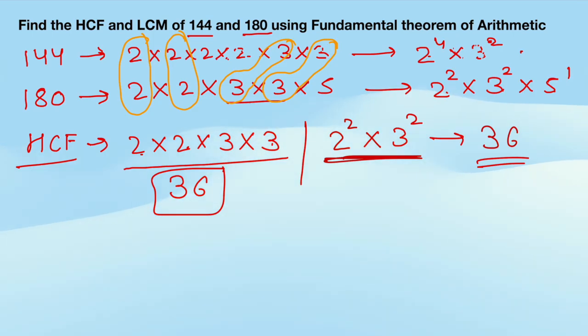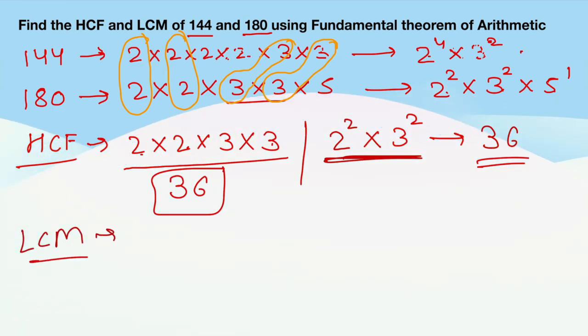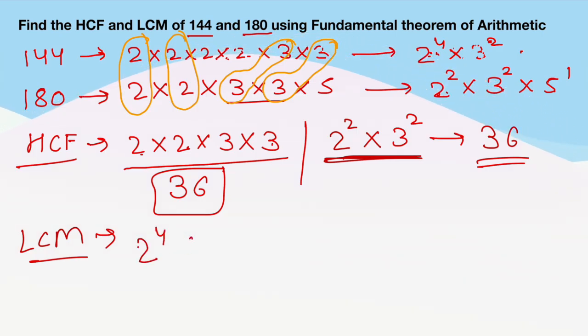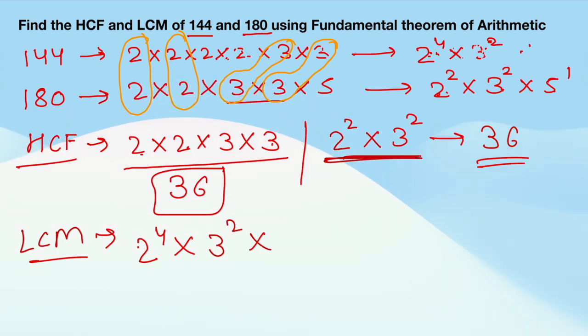Now how to find the LCM? LCM was higher power, right? So which is higher power in case of 2? 2 to the power 2 or 2 to the power 4? 2 to the power 4. In 3 square, which is higher power? 3 square is higher. In 5 to the power 0 and 5 to the power 1, which is higher? 5 to the power 1. So this will be your LCM, right?